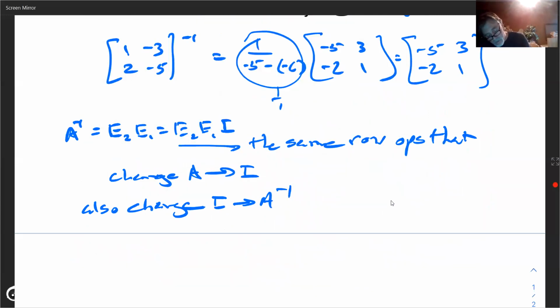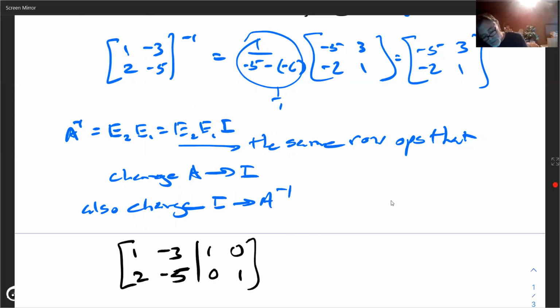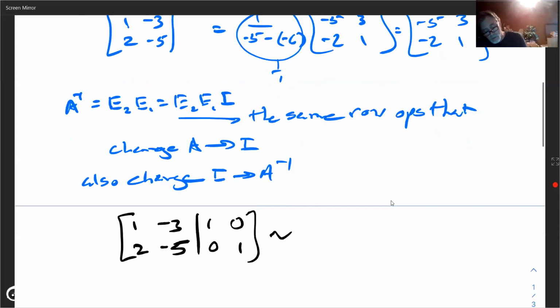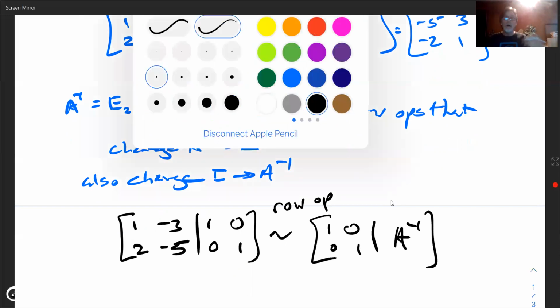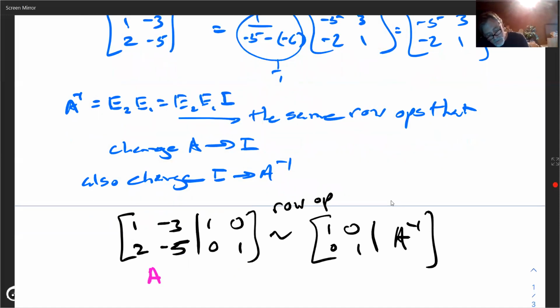And that's why when someone says find A inverse, what they do is they put A here, which is 1, negative 3, 2, negative 5. They draw a line here and they put identity on this other side. And so what they do is they row reduce until you have identity on this side, and on the other side is A inverse, because the row ops that change A into identity change the identity into A inverse. So let me write that here. This is A, this is identity, and over here A inverse.